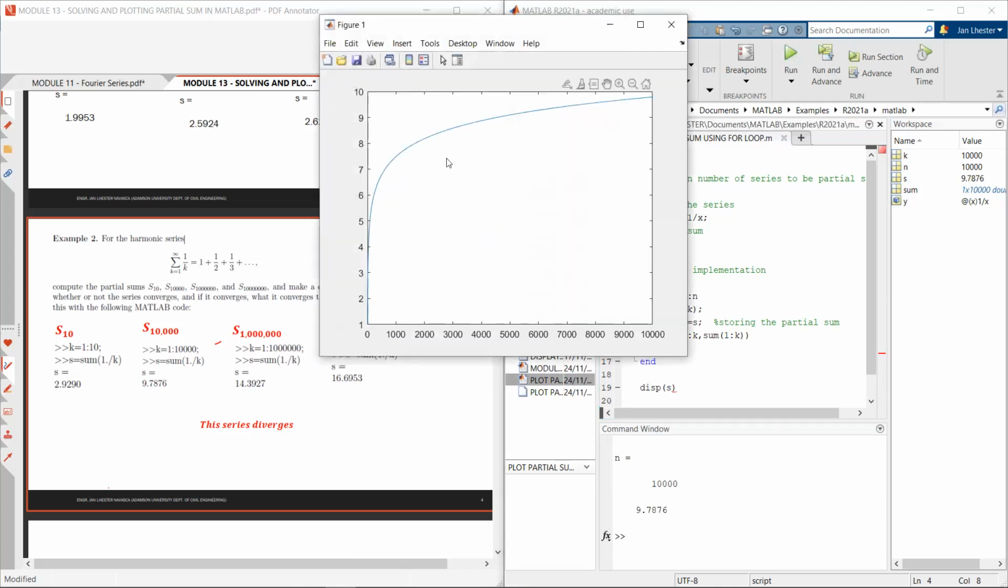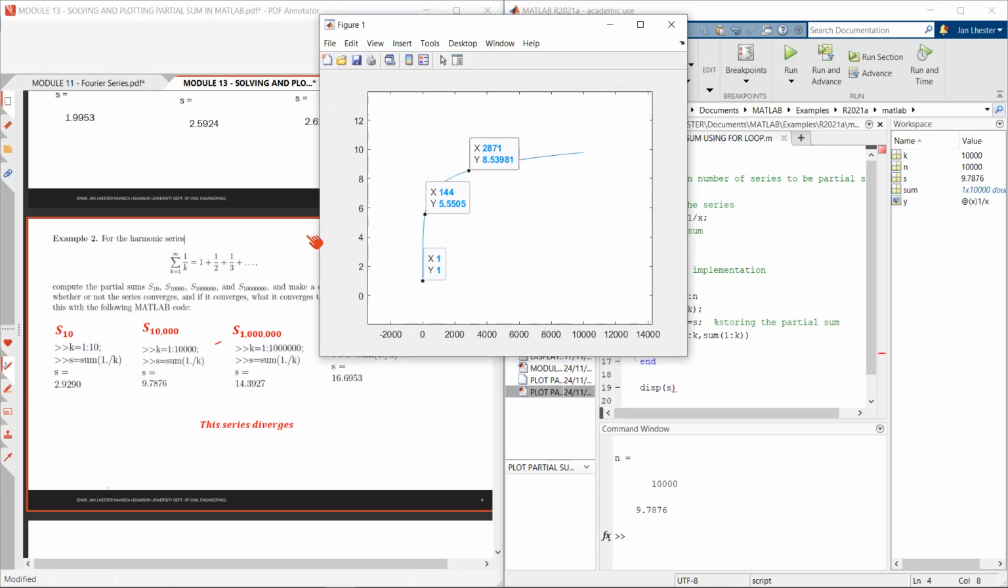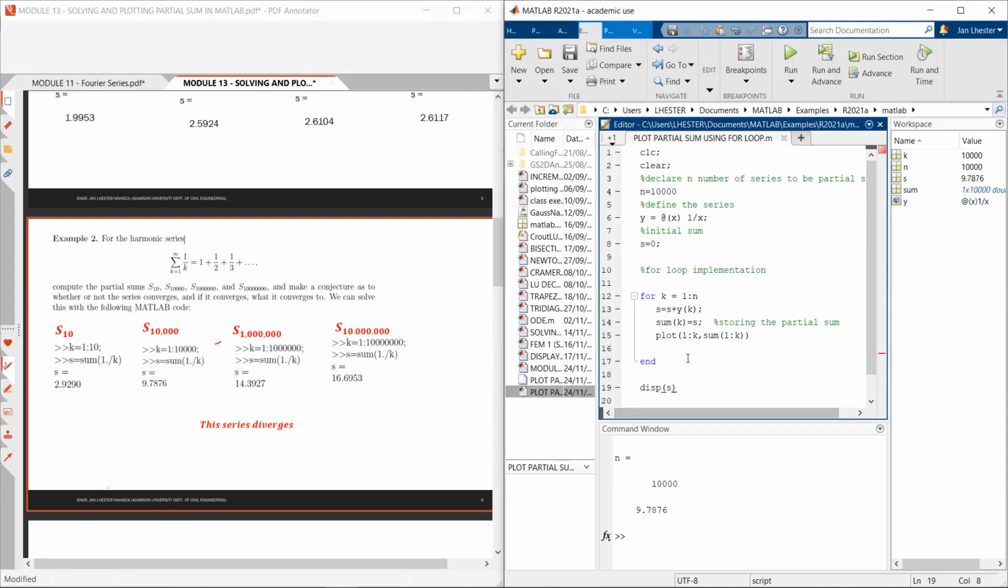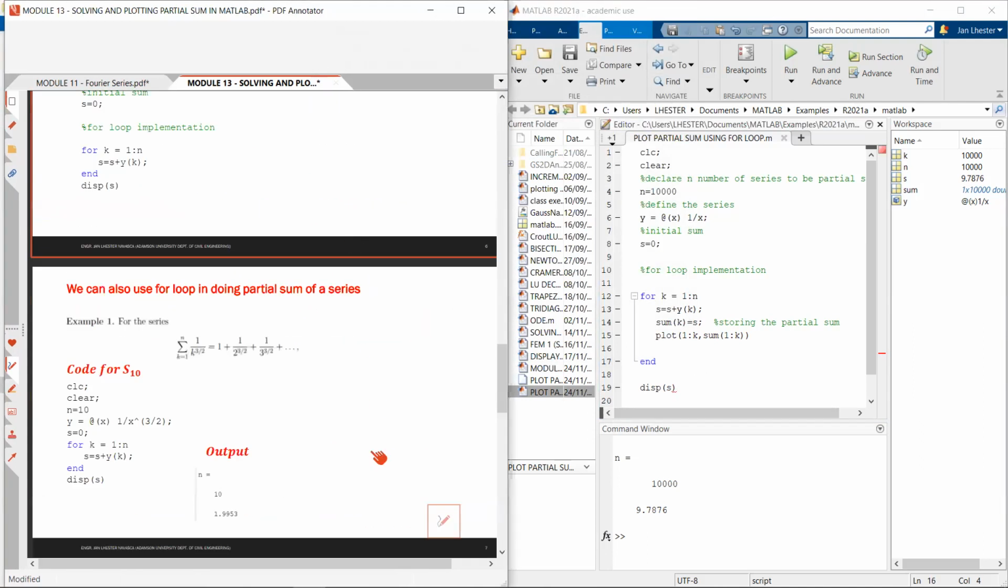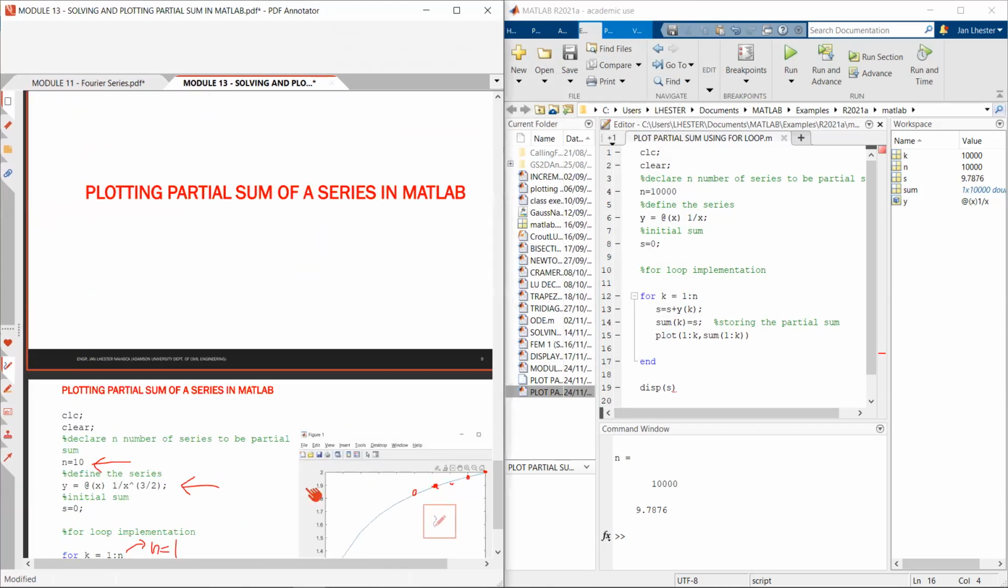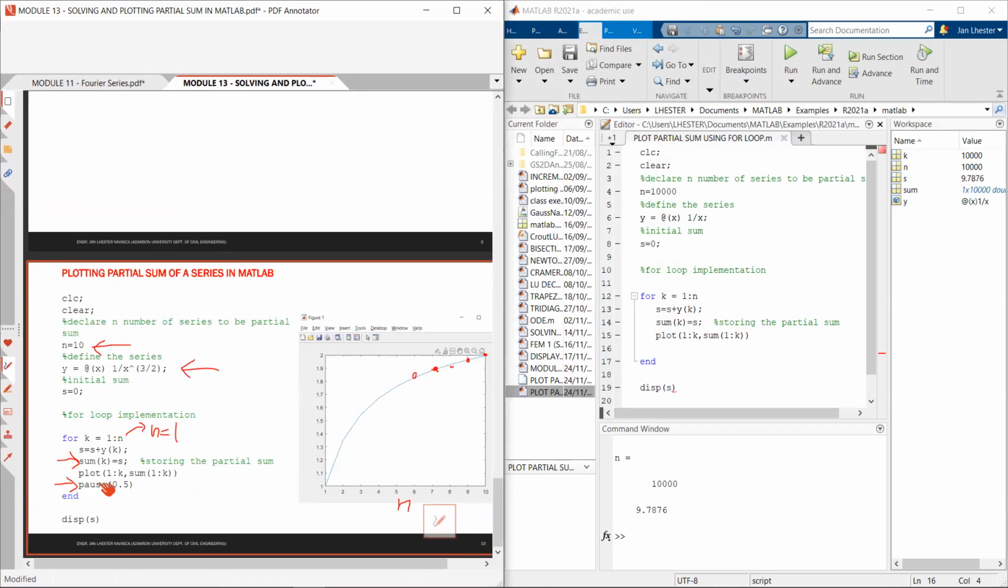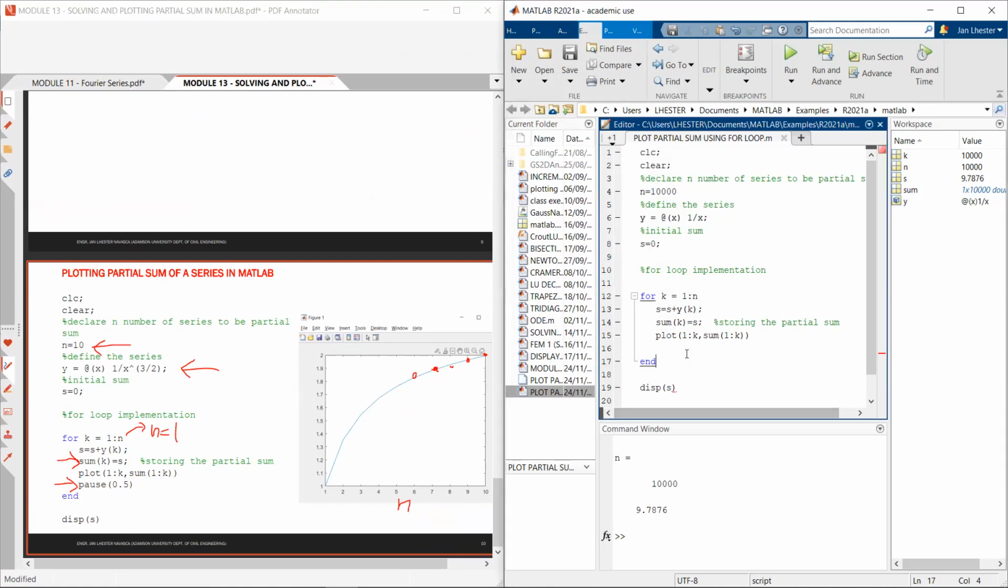Okay, this one. Hindi pa rin siya nagpa-flatten, no? Medyo parabolic pa rin talaga siya. So we can say that the value of the summation of 1 over k is diverging. Okay? So, ayan, nakuha nyo na po. Nakuha nyo ba, class? Yes po, sir.